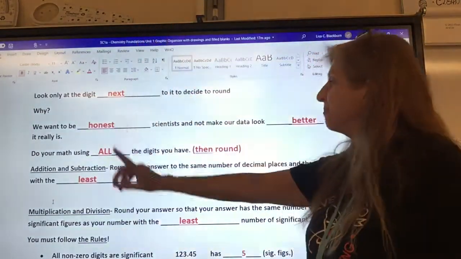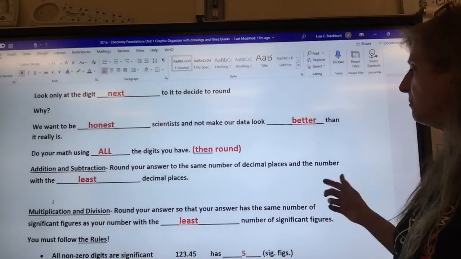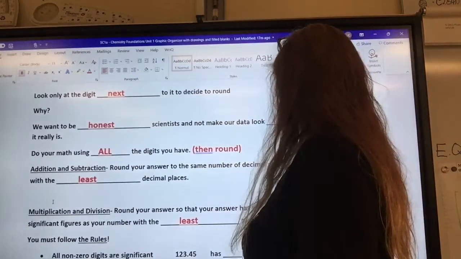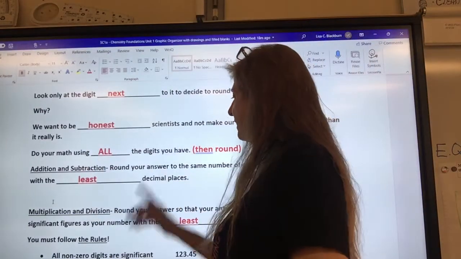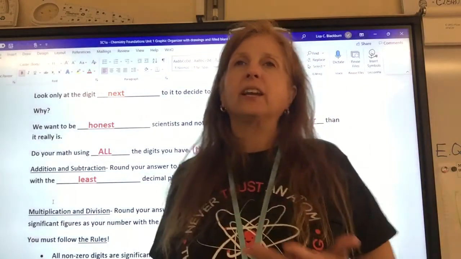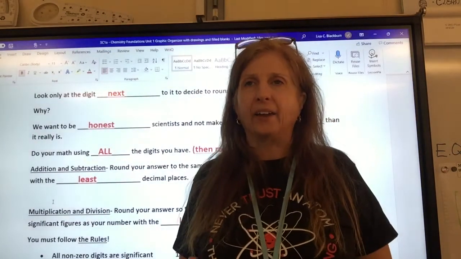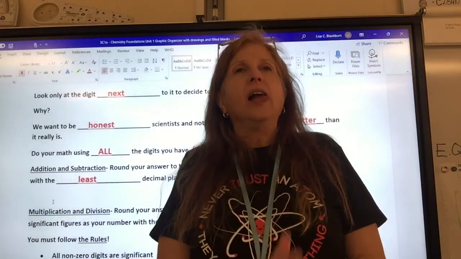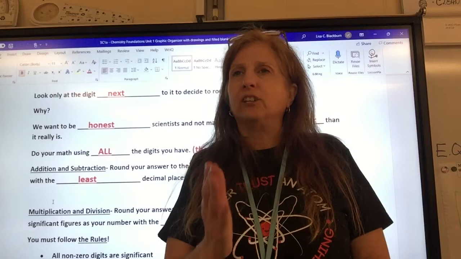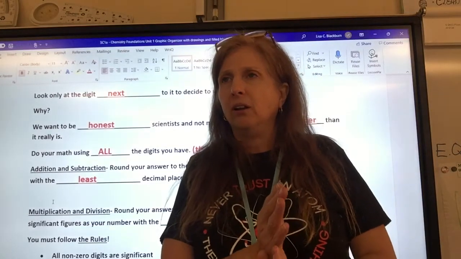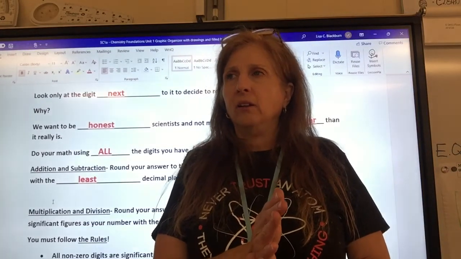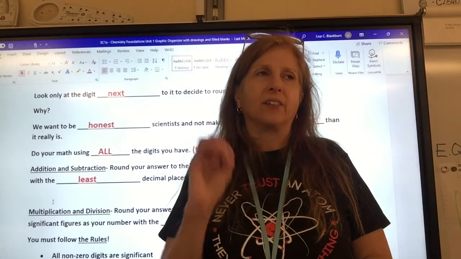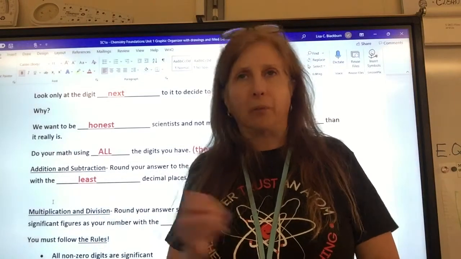For adding and subtracting, you round your answer to the same number of decimal places as the number with the least decimal places. So you look at all of your stuff when you add and subtract, whichever one has the least decimal places, that's your weakest number, and you cannot report your answer any stronger than your weakest number. Any questions about that one? If adding, subtracting, you go with the one that has the least number of decimal places.